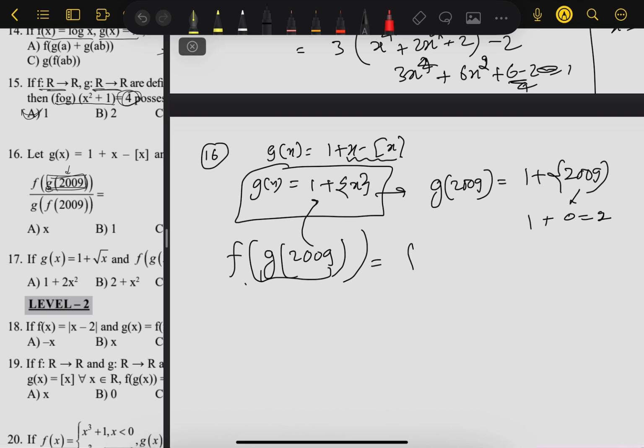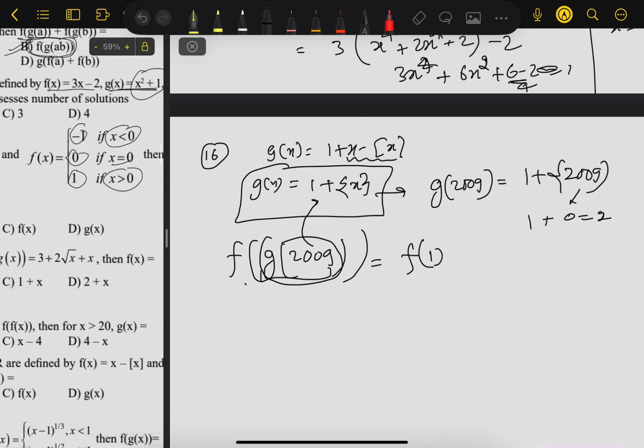So here you can write down f of g of 2009, and g of 2009 is 1. So write down f of 1. Now for f of 1, here x is positive. So the value of the function is plus 1. Because x is positive, this 1 is positive. So the value of f of 1 will be equals to 1. Right?